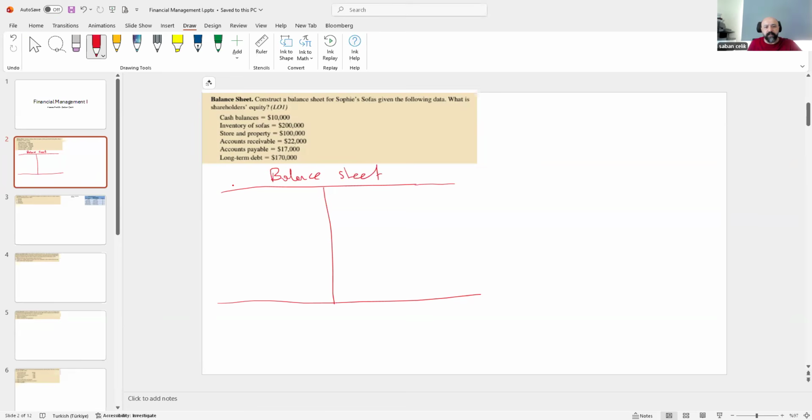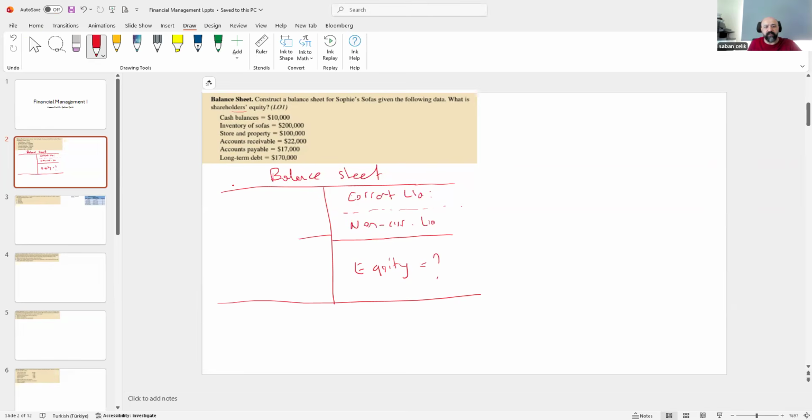So here we go. On the right-hand side, we split this part into three parts. Here we're going to have current liabilities, here non-current liabilities, and here the equity side. And this is the side which is asked, shareholders' equity. This is going to be the question mark.